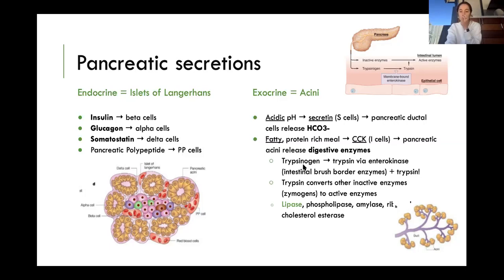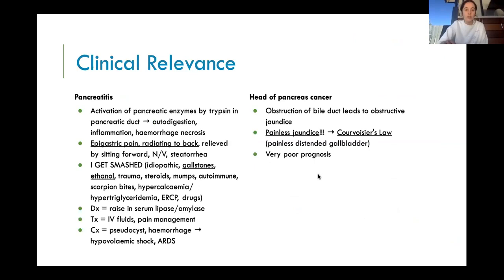And the first one is trypsinogen, which is activated by enterokinase in the brush border cells. And that is transformed to trypsin, which then can activate all the other zymogens, your inactive enzymes, which can lead to phospholipase, amylase, lipase, to digest your fats.